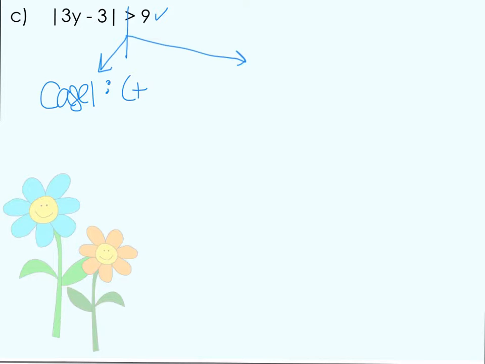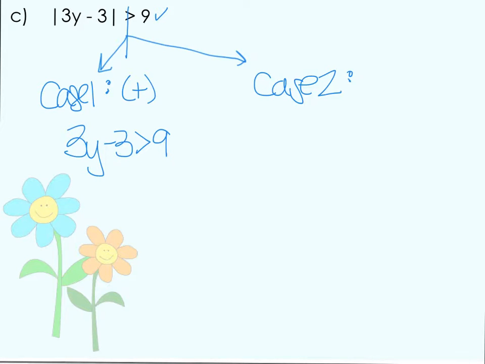Remember, case 1 is our positive situation. So we basically write everything as it is, but without the absolute value bars. And then case 2, again, is where you work with the negative option. So you write everything exactly as you see it without the absolute value bars, but you flip the inequality and you make it be a negative 9.